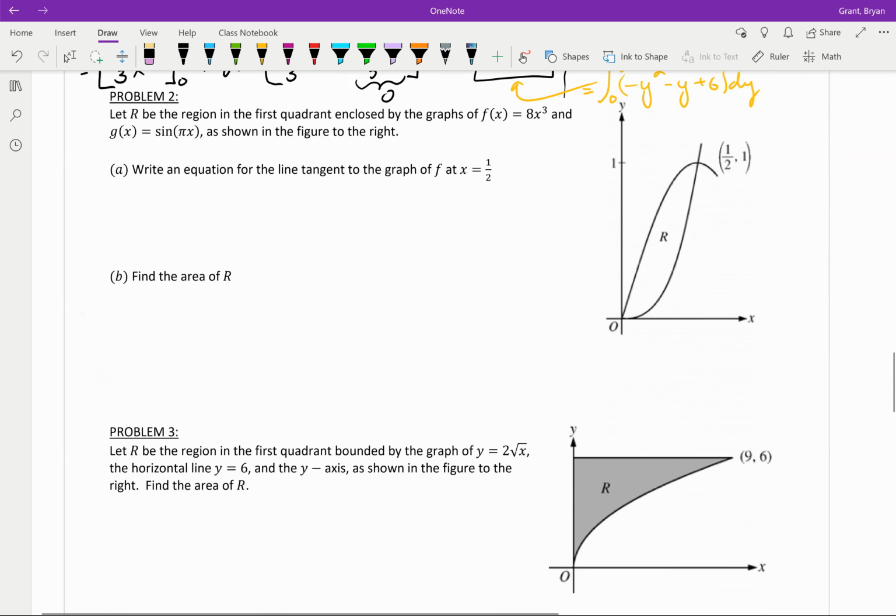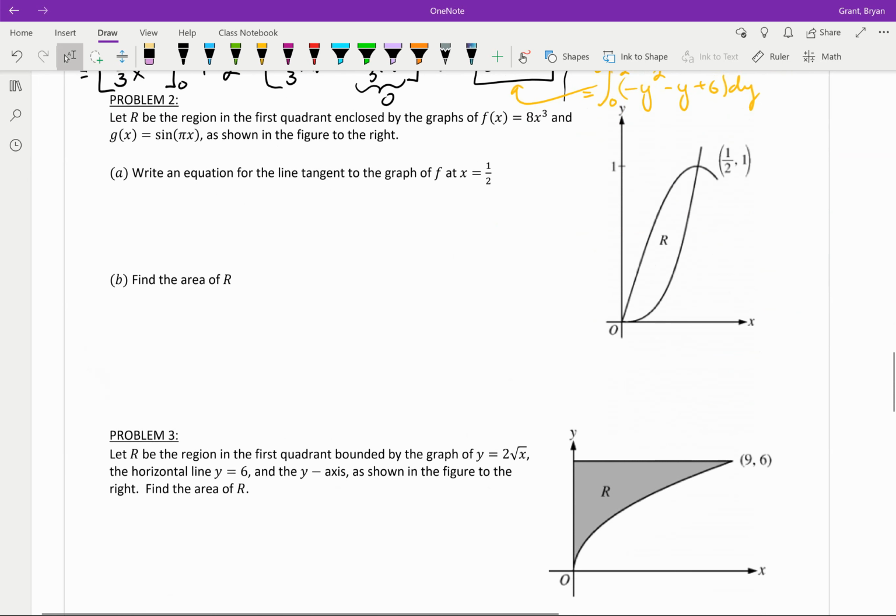Alright, here's problem 2, again assuming you've tried it. We'll do the tangent line first, nothing too bad. So we know my tangent line to f has to have the slope of f at 1/2 times x minus 1/2 plus the value of f at 1/2. Okay? Well, f of 1/2 is easy. They gave us that, it's 1, which is the graph of f. 8x cubed is one graph, and then g of x is sine.